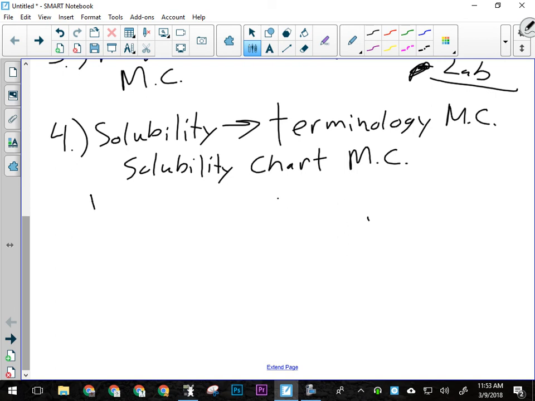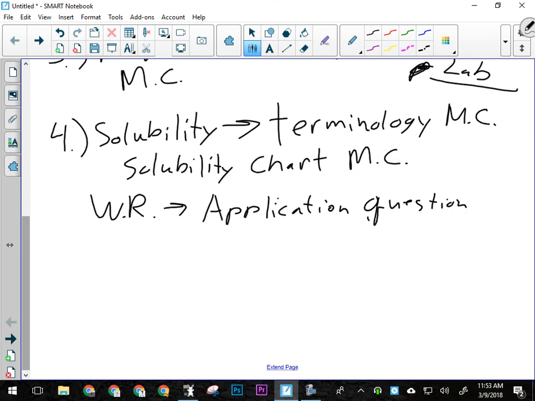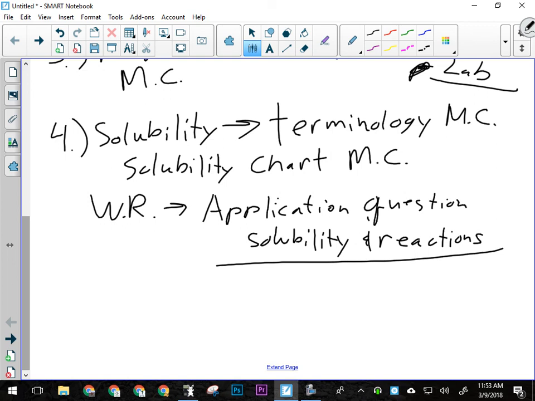And then in the written response, there will be an application question. That's going to combine solubility and reactions. Only one of the reaction types that we went over produced precipitates. Because I want this one to actually test what I wanted to test, I'm not going to give you much more detail than that. It's going to be a situational question.